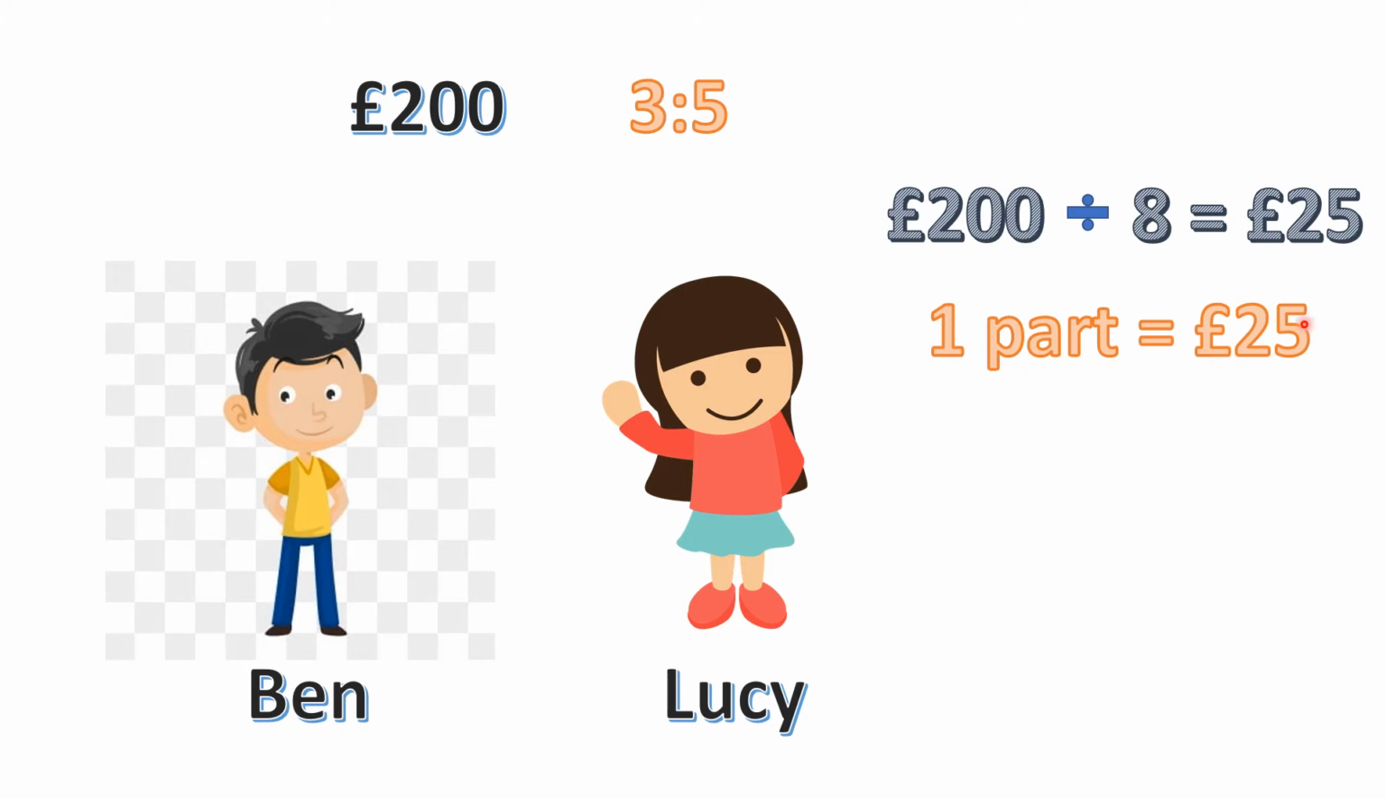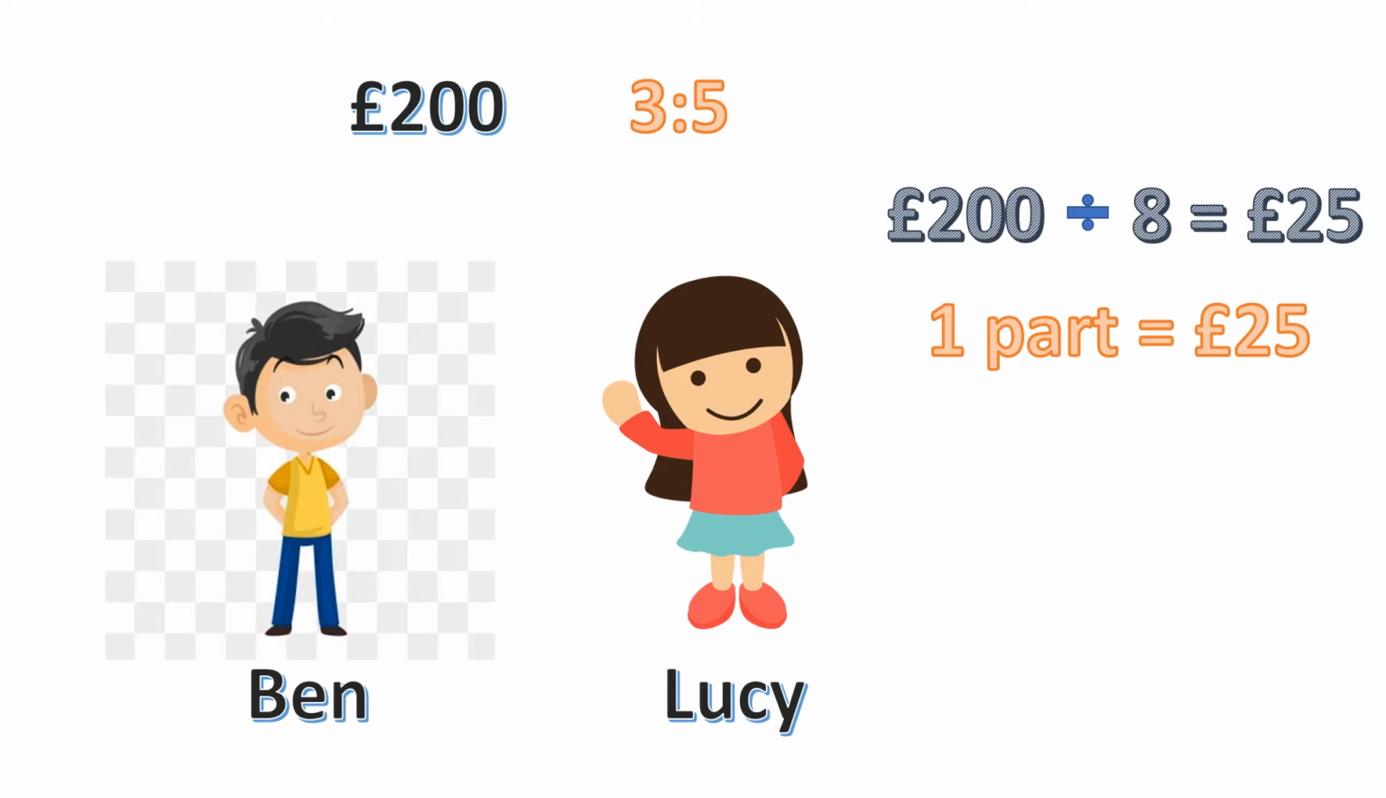Okay, using this information, do you think you can work out how much Ben gets? Because Ben gets 3 parts. Remember, one part equals £25 and Ben gets 3 parts. Lucy gets 5 parts. I'd like you to pause the video now and work out how much each person gets. Okay, let's have a look.